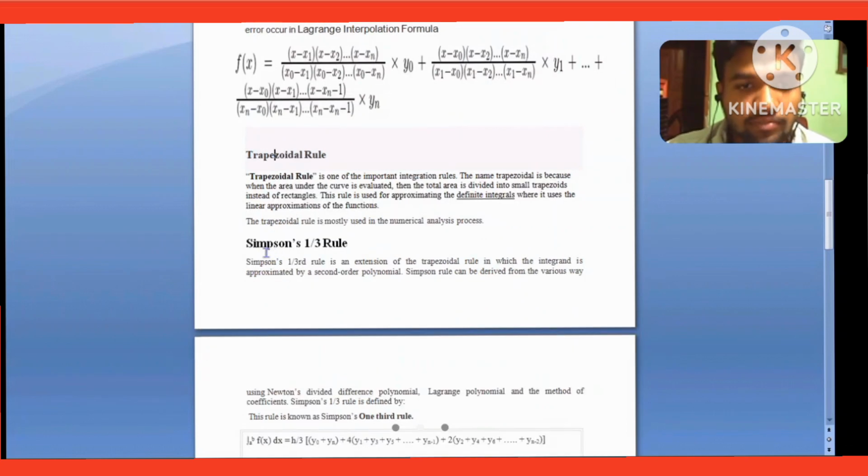That is, trapezoids. This rule is used to approximate the definite integral where it uses linear approximation of a function. Now, this rule is also mostly used in the numerical analysis process.